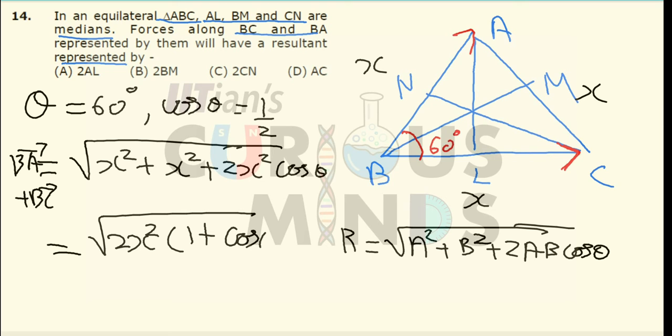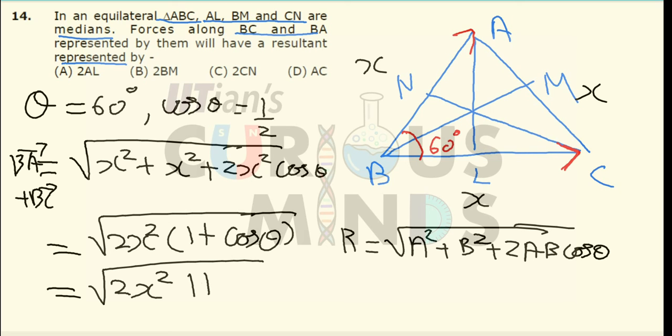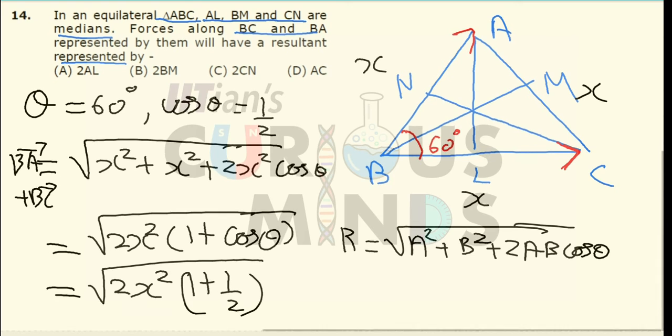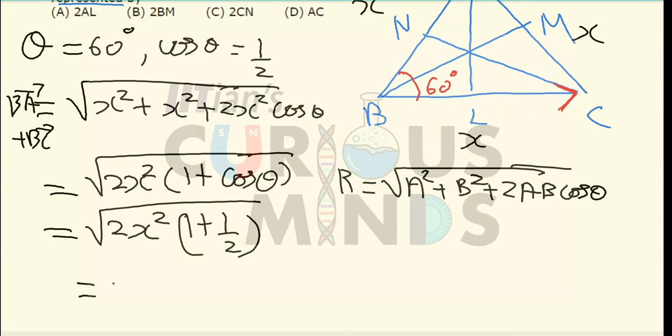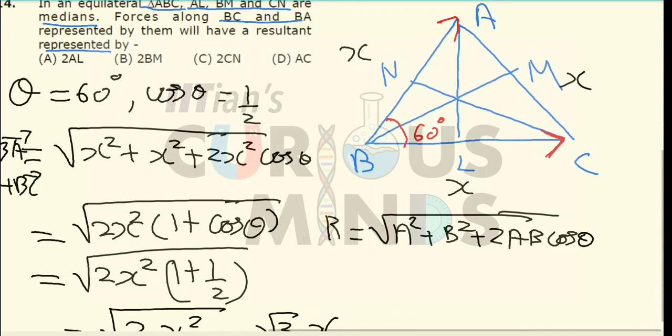Here cos theta is equal to half. So it will be equal to root of 2x square, 1 plus half, and 1 plus half is equal to 3 by 2. So 2 and 2 will get cancelled, giving root of 3x square, which is equal to root 3 x. This is the resultant of both vectors, root 3 times any one of the sides.